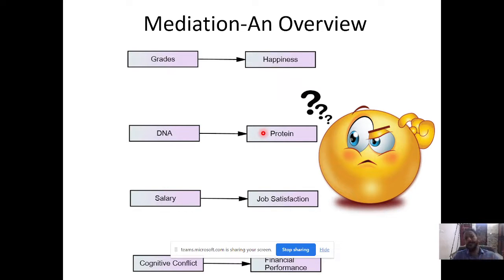Now my question in today's session is: can you please tell me why salary leads to job satisfaction? That means, why does a higher salary lead to higher job satisfaction? Or in other words, why do higher grades result in a higher level of happiness? The question is not about the relationship. The question is about why there is a relationship between salary and job satisfaction, and why there is a relationship between grades and happiness.